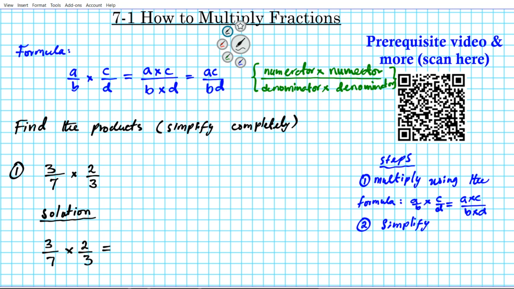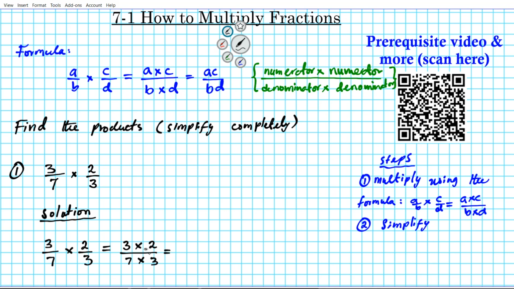Regardless of whether you reduce before you multiply or afterwards, you're going to end up with the same answer. It doesn't make any difference, okay? All right, so let's go ahead and do this. Multiply the numerator times numerator, so it's 3 times 2, the numerator on the left and the right, divided by the denominator, 7 times 3. Okay, so that's a times c divided by b times d.